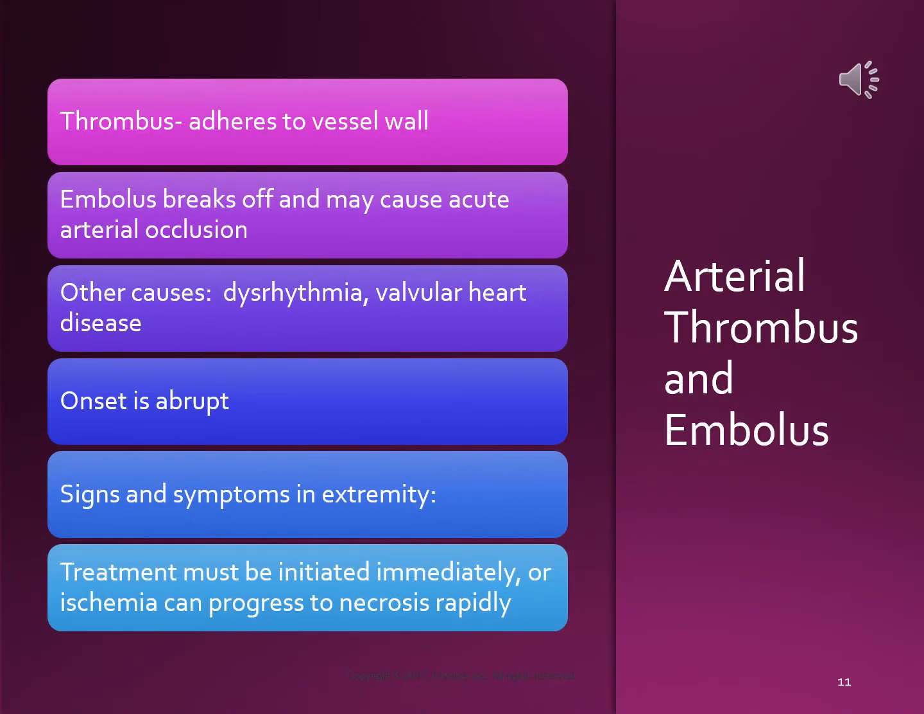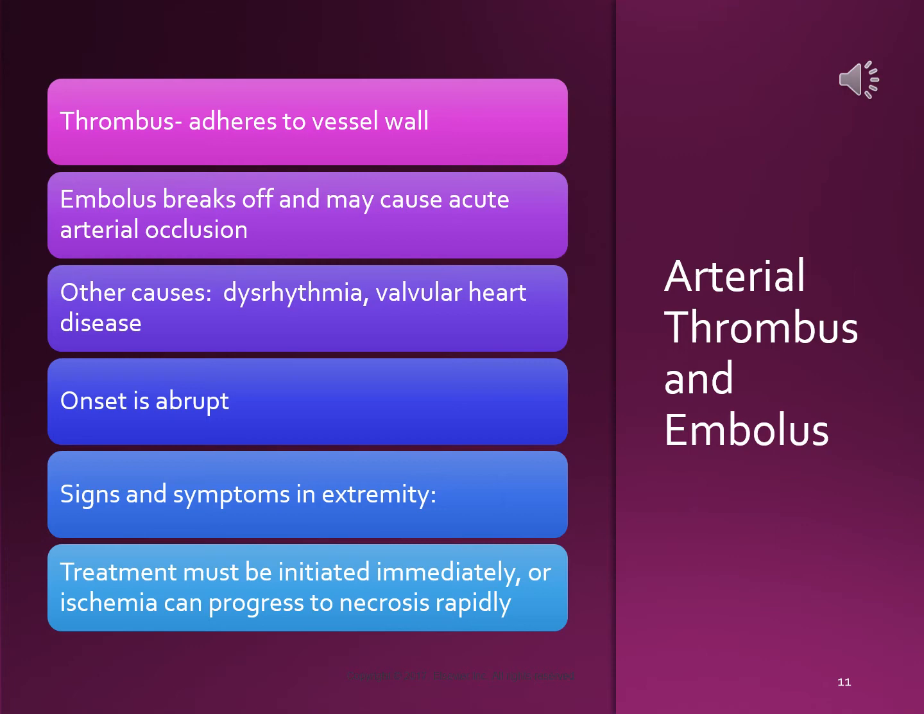Besides diminished flow to the extremity, one of the dangers of peripheral arterial disease is arterial thrombus and embolus. Arterial occlusions are often very sudden and dramatic.